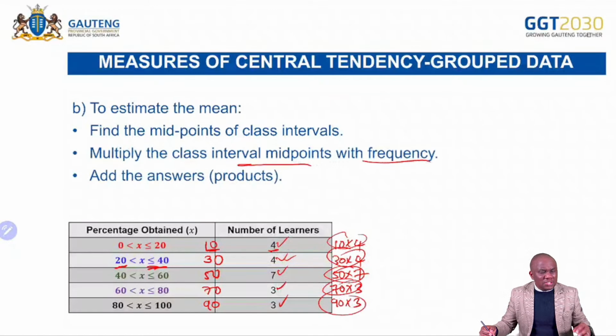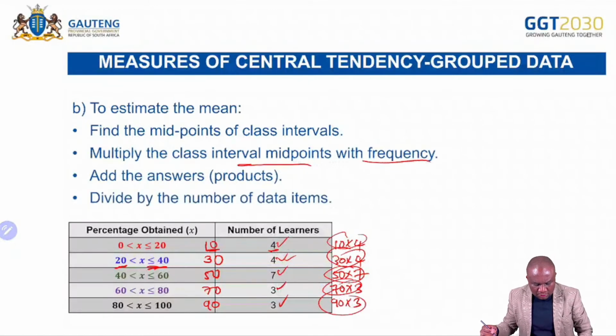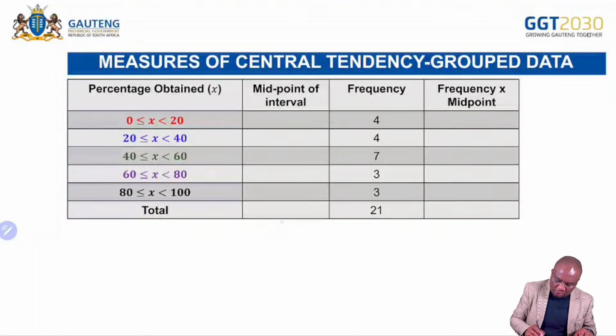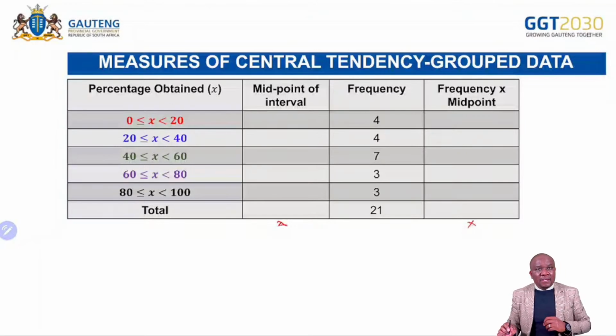Right, welcome back. Let's do the calculation now nicely. So what do we do? This is what we have. I haven't changed anything. What I've done is introduce this column, the midpoint, and then the column where we multiply the midpoint and the frequency. I've explained why we're doing this.